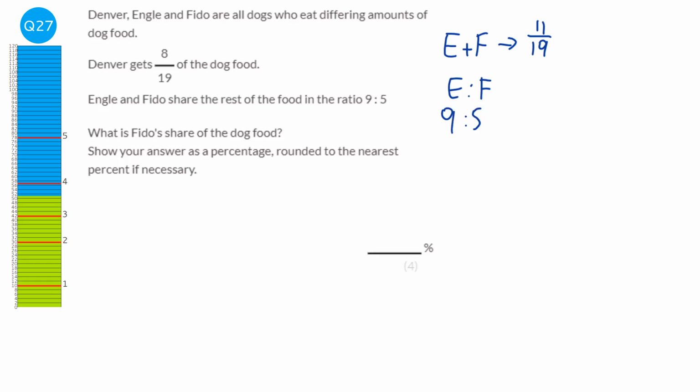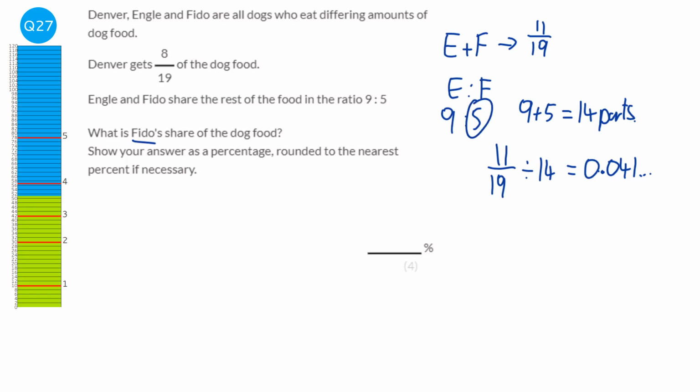And let's have a look and see, first of all, how many parts there are altogether. So 9 plus 5, which is 14 parts. So there are 14 parts in total, and the share that they get is 11/19. So what I'm going to do is to find out what fraction one of those parts is worth by dividing 11/19 by 14. So each part is worth, and I'm just going to keep this in my calculator, 0.041 and so on. And we're asked to find Fido's share.